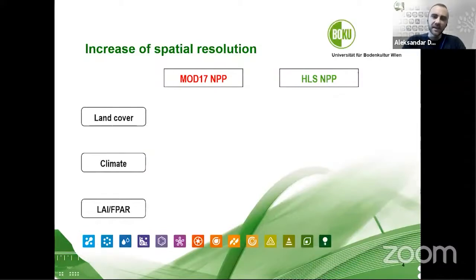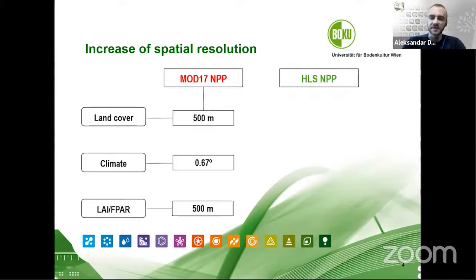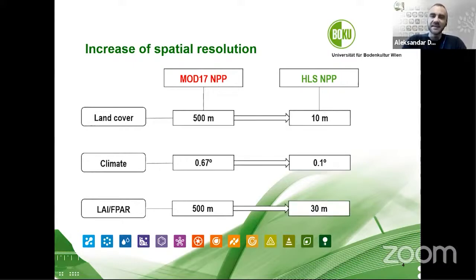Like I said, the MOD17 NPP model has a spatial resolution of 500 meters. So inputs like land cover, LAI, and FPAR have the same spatial resolution. The climate data set uses a 0.76 degree resolution, which is then spatially interpolated for each pixel. The idea is to replace all the inputs and then rerun the same model in order to get a final 10-meter spatial resolution net primary productivity.